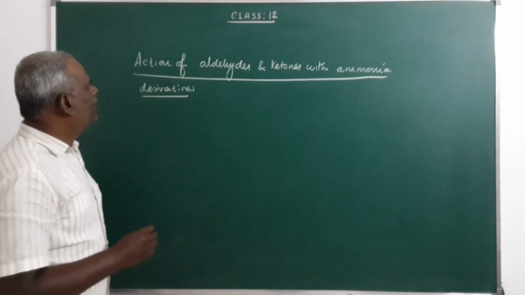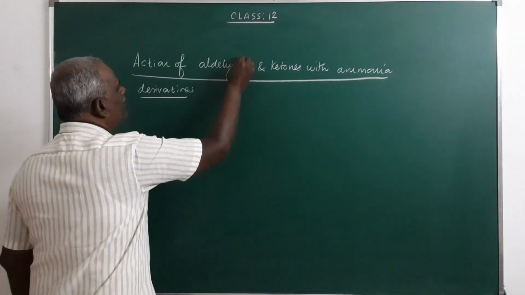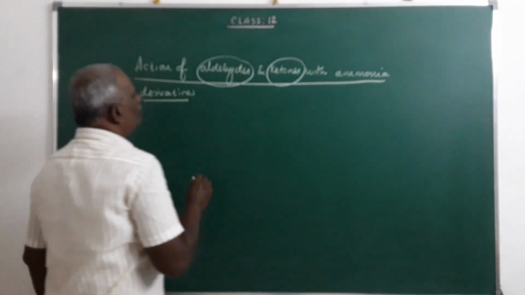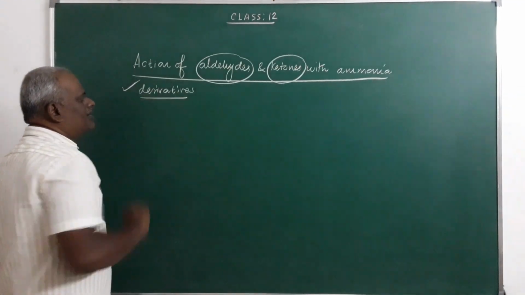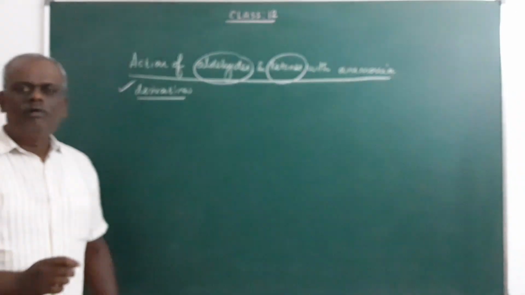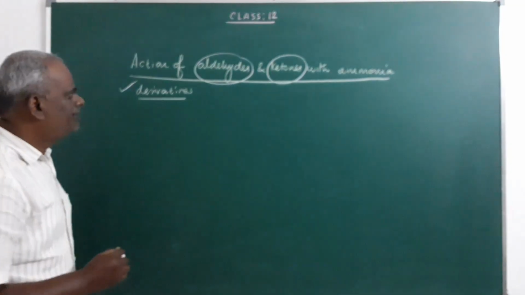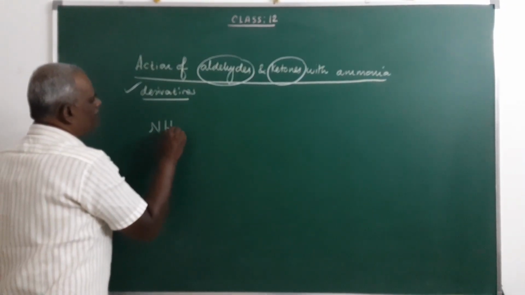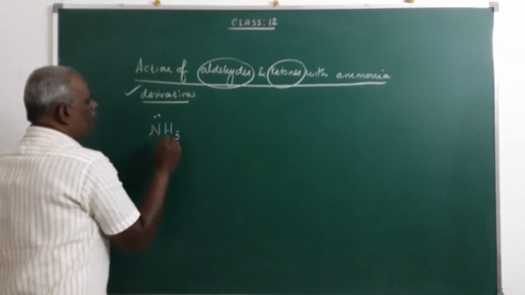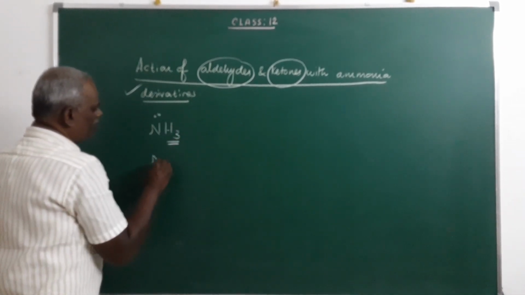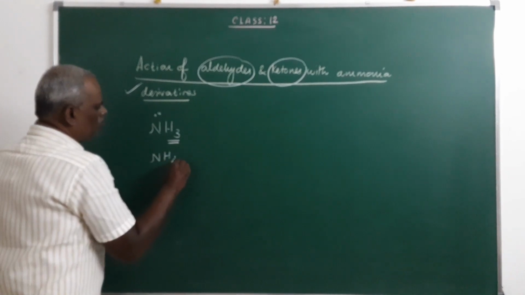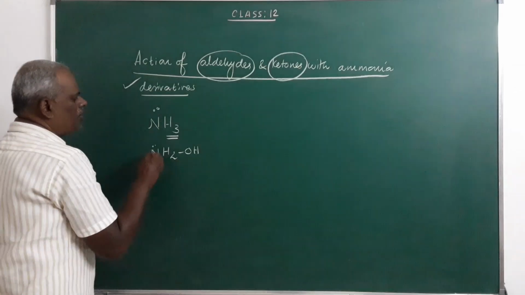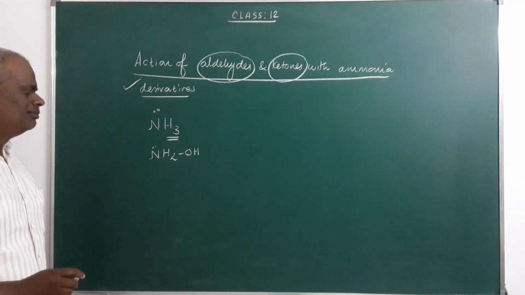We are going to talk about the action of aldehydes and ketones with certain ammonia derivatives. What are called ammonia derivatives? We know that this is ammonia, NH3, in which one of the hydrogens is replaced by an OH group. So it's a derivative obtained from ammonia.